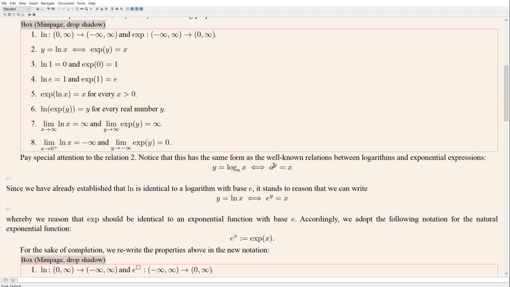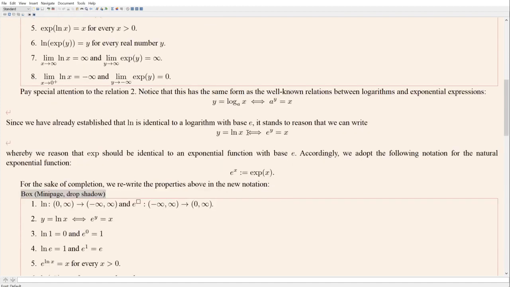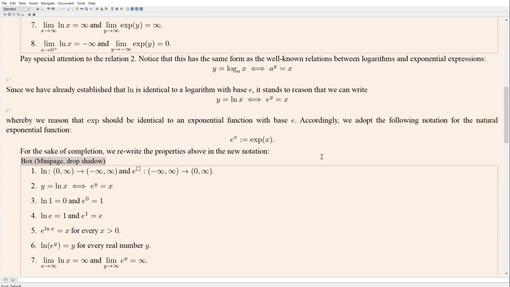So that implies that since these two enter exactly the same positions, exp should be an exponential with some base. Well, we've already established that if ln is a logarithm, it has to have a base e. So if its inverse is an exponential, its base must also be e, which is exactly what I say here. So, what is the inverse of the natural logarithm function? It is the exponential function with base e. That is what it is.